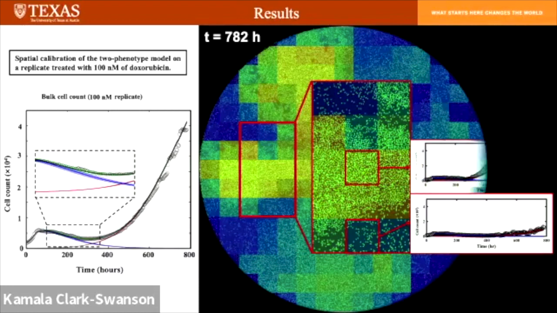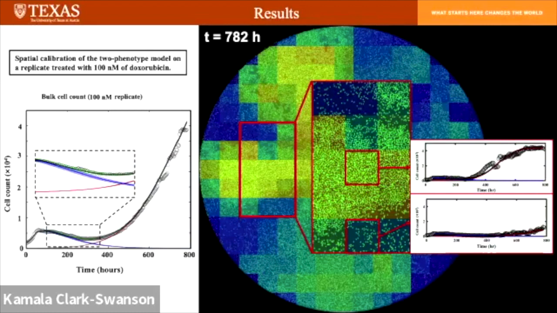And I can show this pixel as well, which has very different dynamics. And yet the model is able to fit nicely onto those two time courses here.